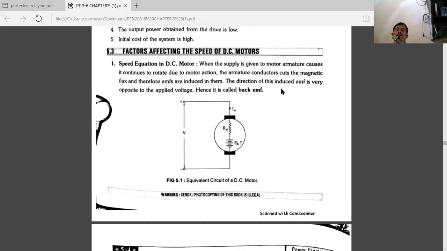Now, factors affecting the speed control of a DC motor. There are ways to control the speed of the motor. One is by using field control, another one is armature control, and another one is voltage control also. We discussed field control and voltage control by using the rheostat, but voltage control is possible with power electronic devices.